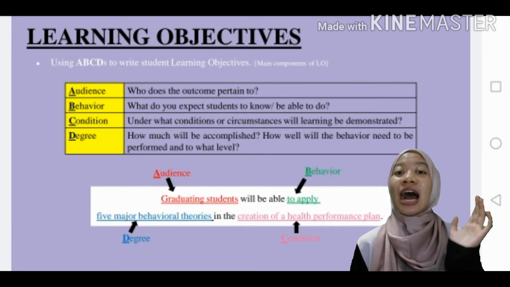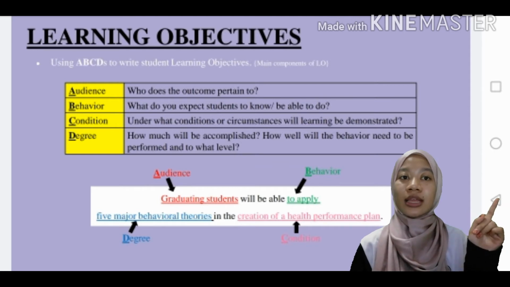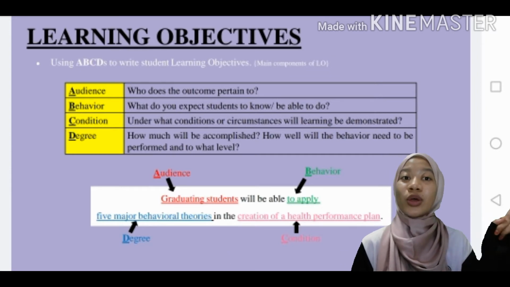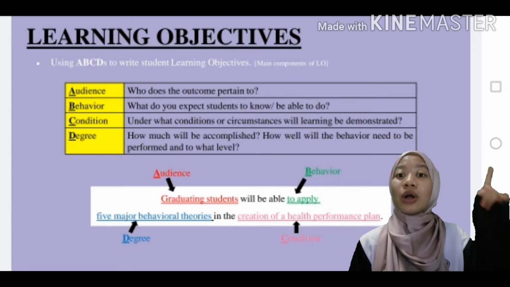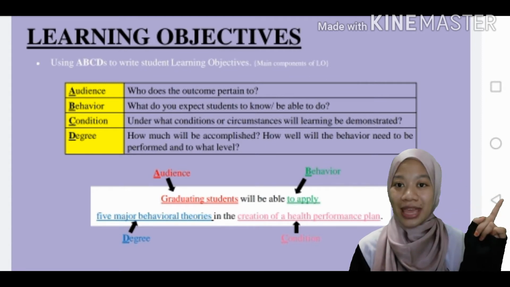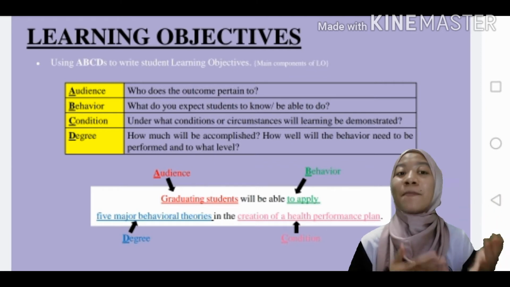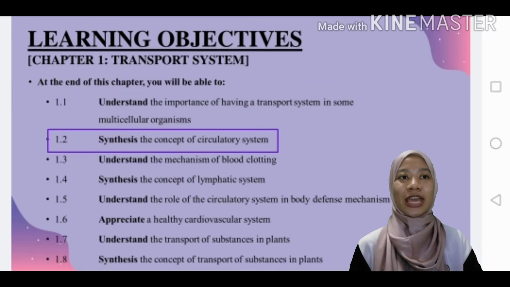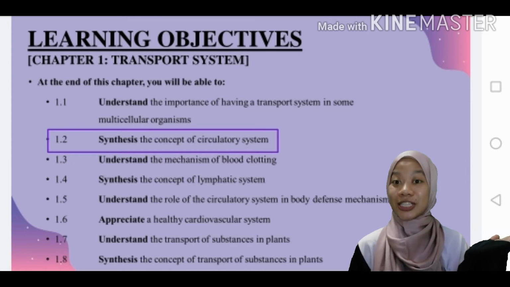Okay, so here are the examples of learning objective in the textbooks. So here is an example of a learning objective. Graduating students, referring to the audience, will be able to apply, referring to behavior, 5 major behavioral theories, referring to degree, integration of the health performance plan, referring to condition. Okay, so here is the list of learning objectives in Chapter 1, Transport System.